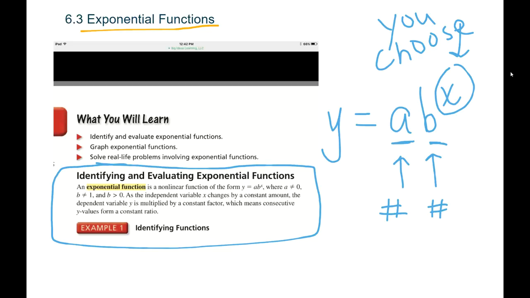Order of operations is important. It's important to do the b to the power before you take it times the a, and I will show you that with a couple examples.